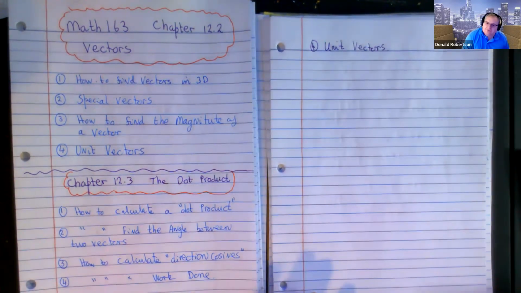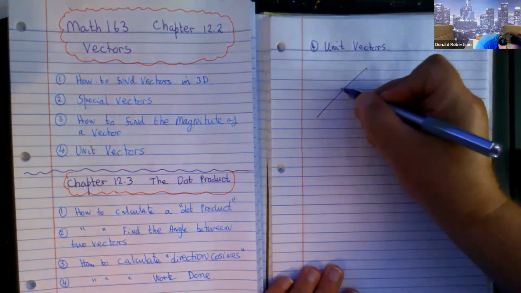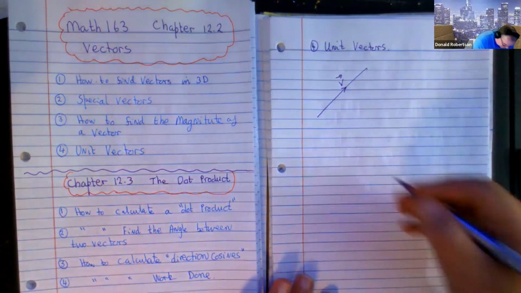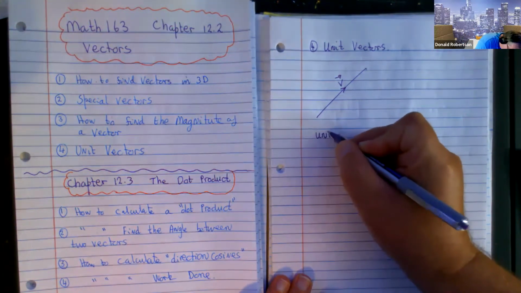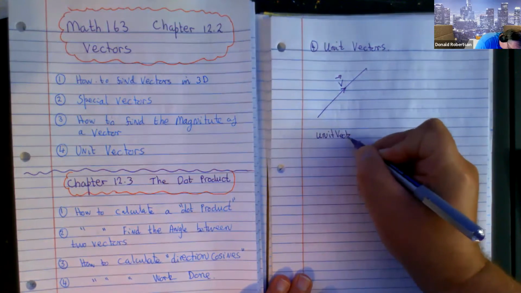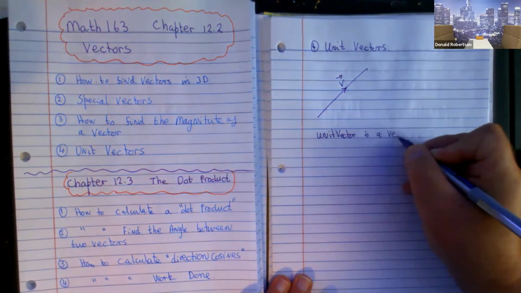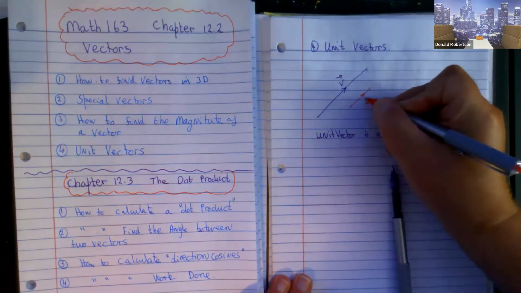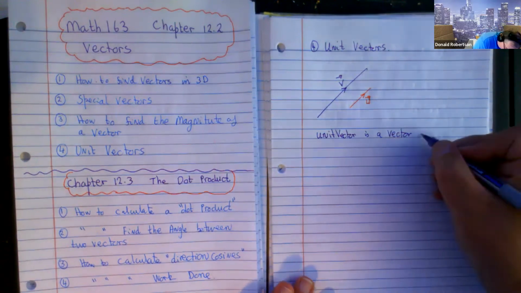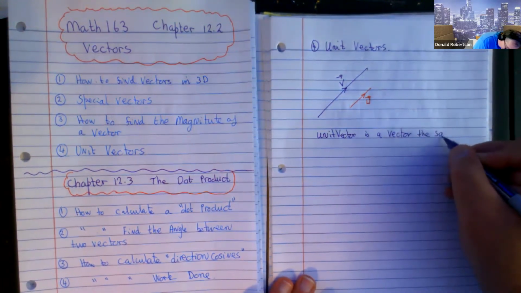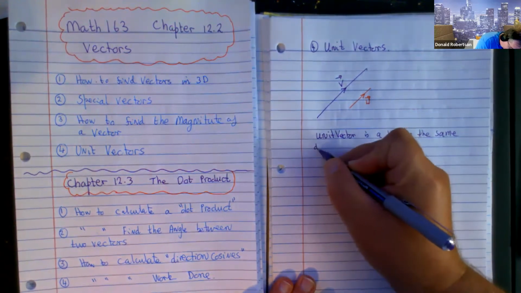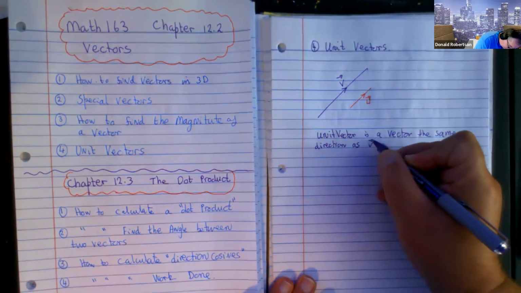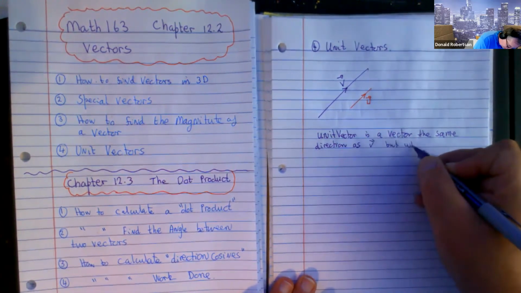Now let's look at what a unit vector is. I want you to imagine that this here is just a vector V of no particular length. Then a unit vector is a vector, and let me actually draw it, look like that, and I'm going to call it U. A unit vector is a vector the same direction as V, but whose magnitude is 1.